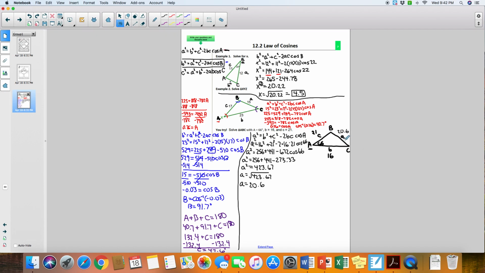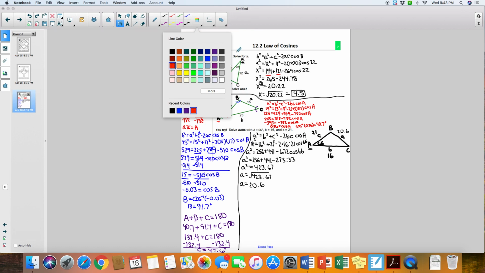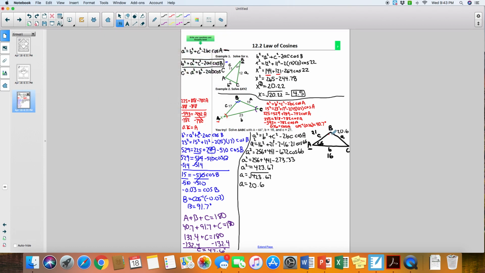All right, so now I am going to pick one of the other two angles to solve for. It does not matter which one you choose because you have to find both of them anyway. I do have the side measurement for C, and I also have the side measurement for B, so it's not like I'm missing any information. I am going to do B second, so I'll do that one in red.